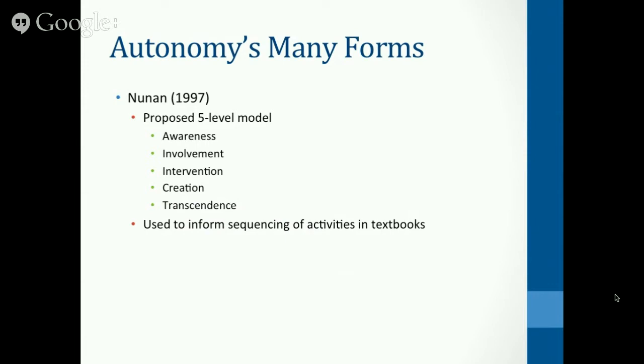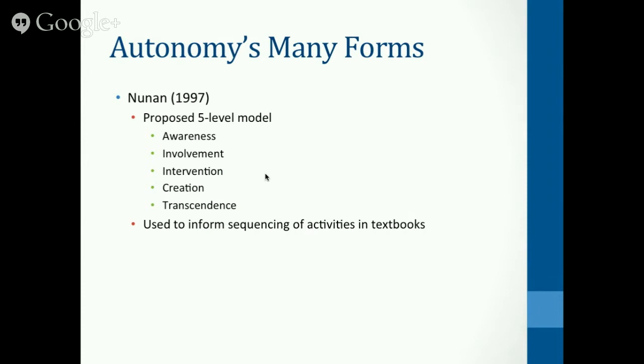You have 5 levels: awareness, meaning are they aware of the task and what's going on, then involvement, intervention, creation, and transcendence. We won't go too deep into this model because it's not going to be our main focus, but it's one of the ones that's out there.